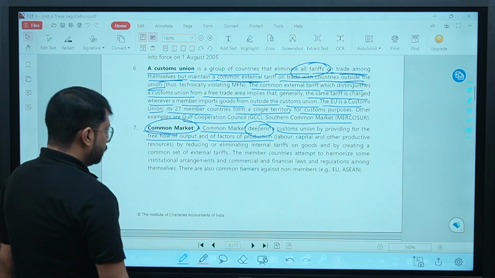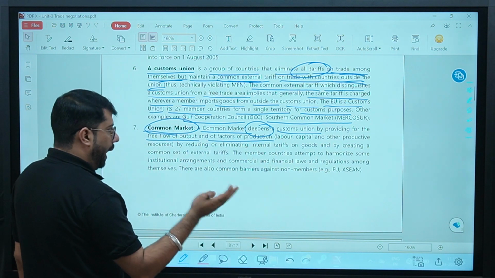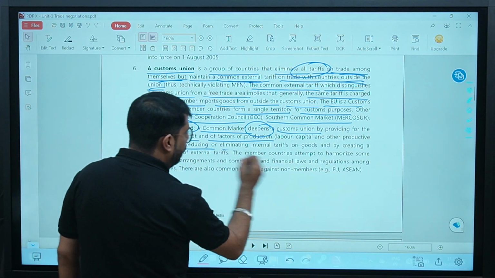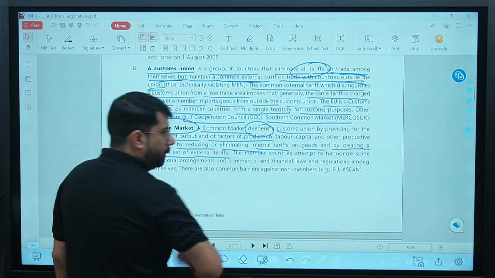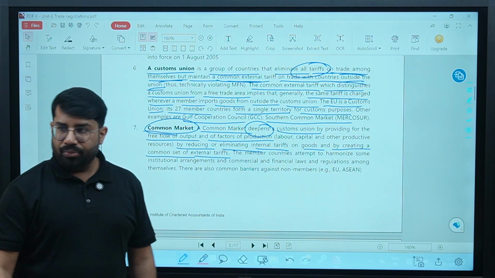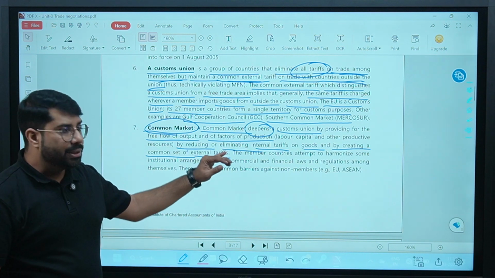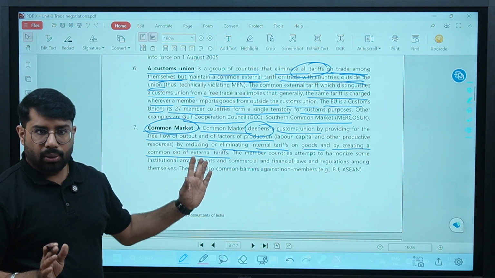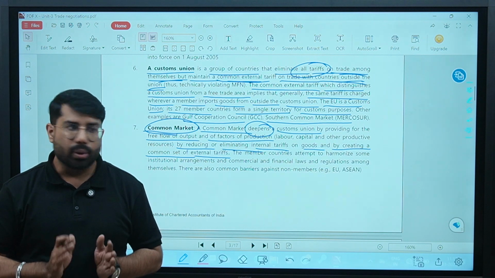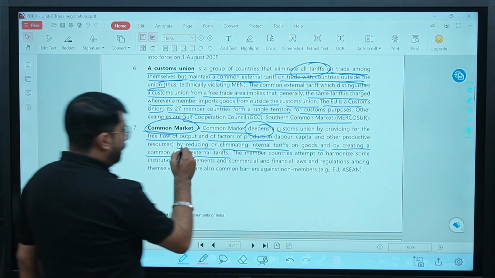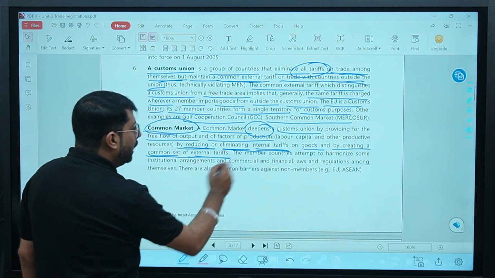It says common market deepens a customs union by providing for the free flow of output and of factors of production by reducing or eliminating the internal tariffs on goods and by creating a common set of external tariffs. It means in common market, the tariff among ourselves either will be no tariff or will be very less tariff. Chances of no tariff are less. The chances that we charge each other at a minimum rate are more. Are we clear? By reducing or eliminating the internal tariff, but by creating a common set of external tariff.